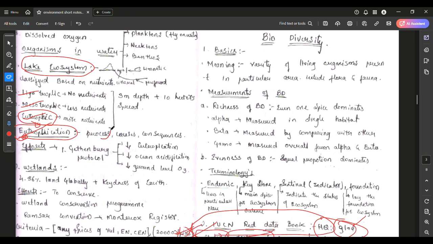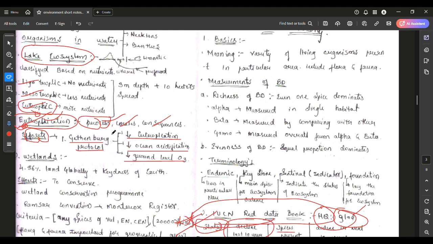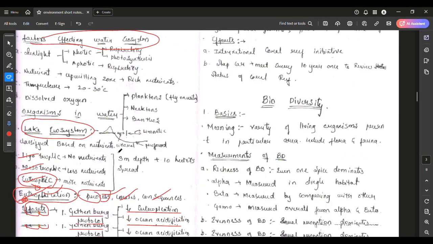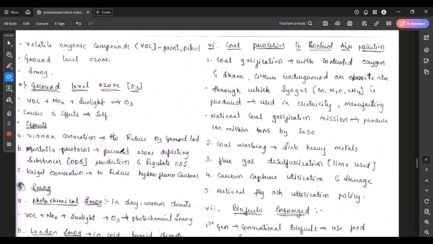By seeing your notes, you can state the process, consequences, and causes of eutrophication. I also provided the efforts to regulate eutrophication, that is the Gothenburg Protocol, which aims to reduce eutrophication, reduce ocean acidification, and reduce ground-level ozone. Like that, you can bring in the Gothenburg Protocol and explain these efforts. I will show the other things also.